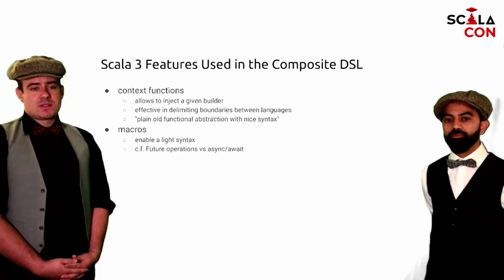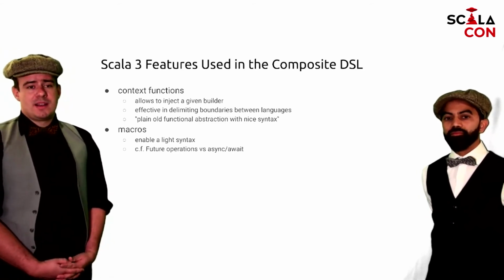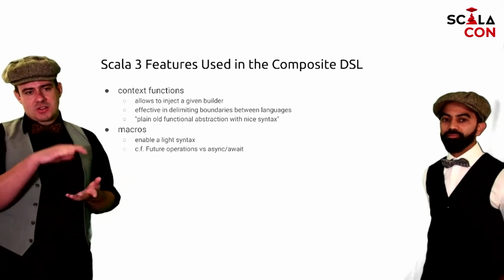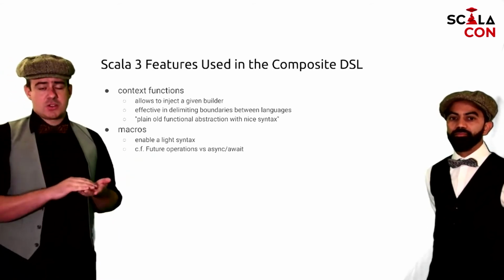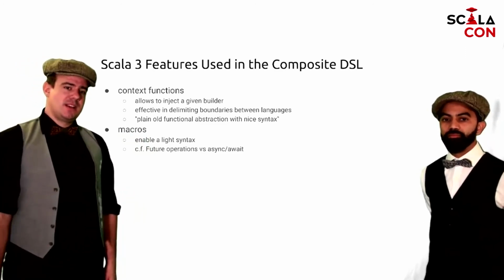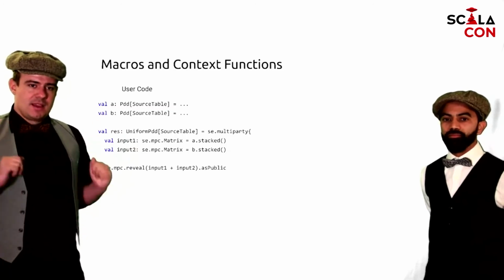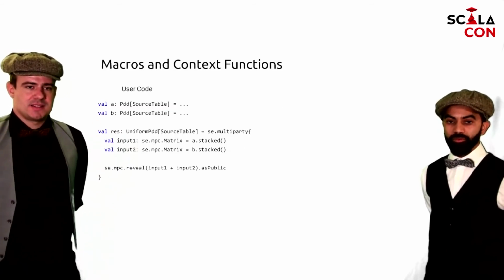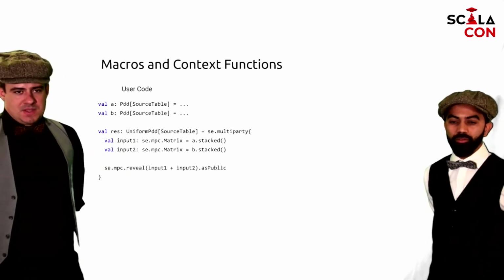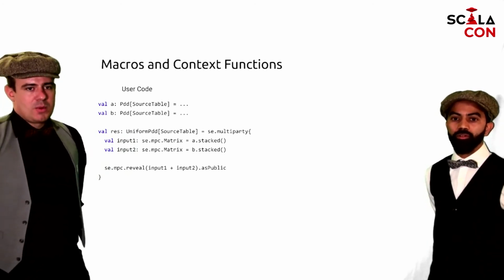And macros give us a lot of power in the way we derive some kind of structure. We can introspect user code and do what we want with it. So it's going to be a key ingredient to building a DSL with a perceived low complexity. So let's look at how these two features work, and how we've used them.